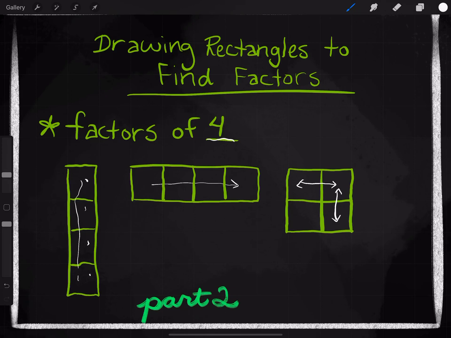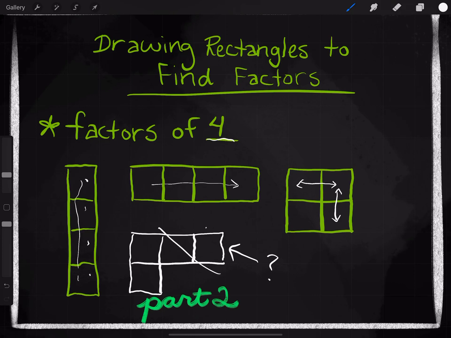If I made this shape, 3 across, and then I wanted to have only 4 squares, my shape would look like this. Is this a rectangle? Well, no, it's not a rectangle, so I can't use that. I can only use the arrangement of 4 squares that make a real rectangle, or a square, because a square is a type of rectangle.